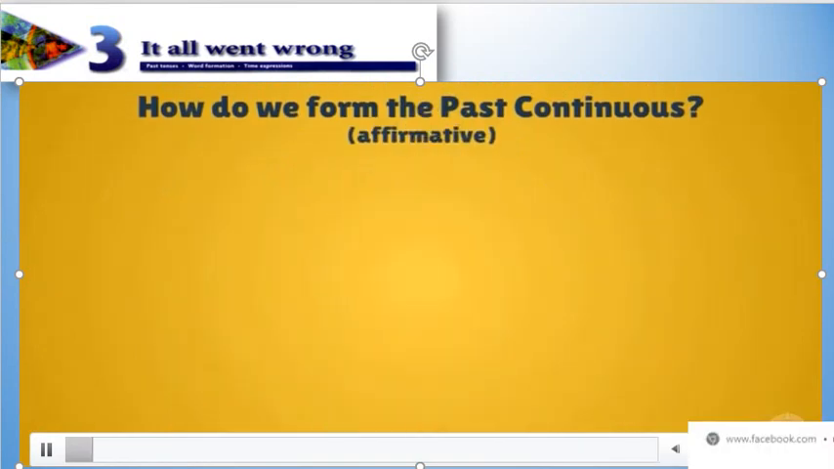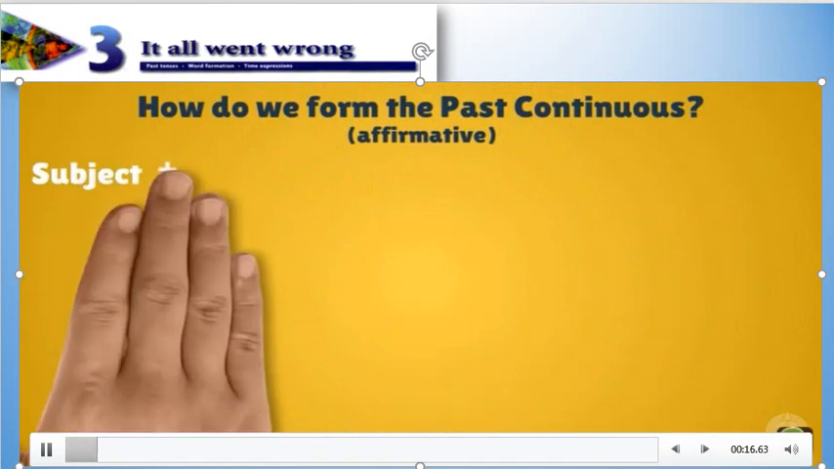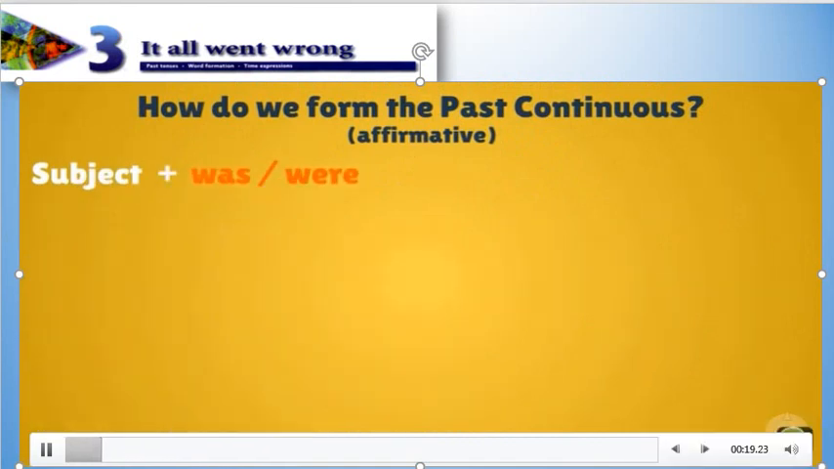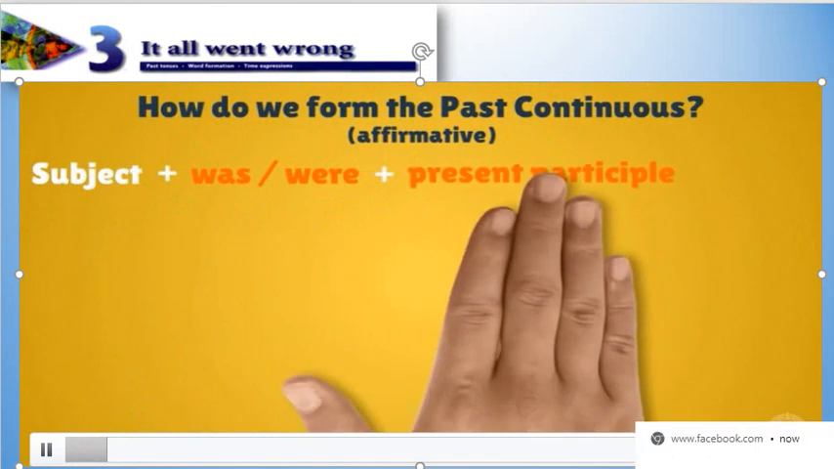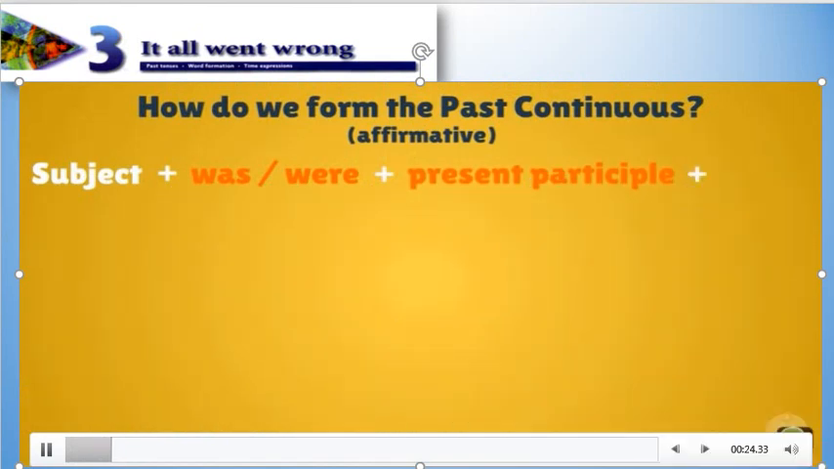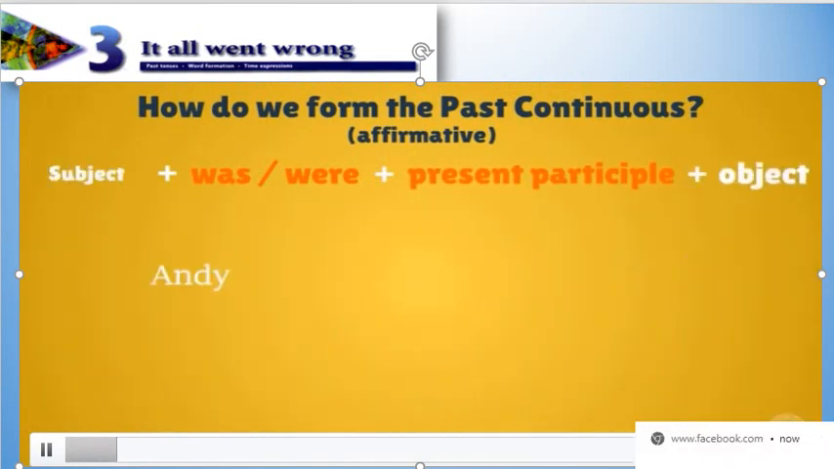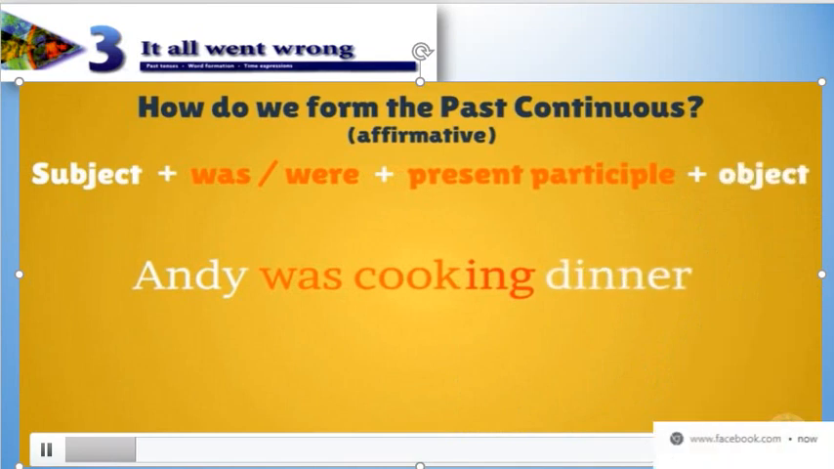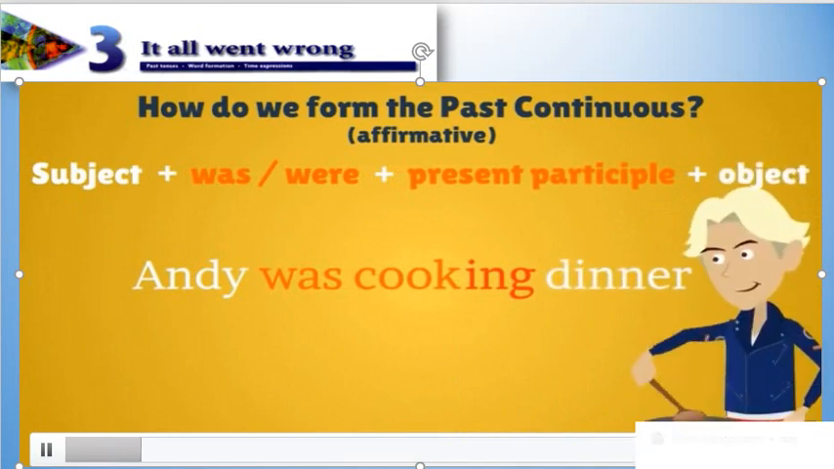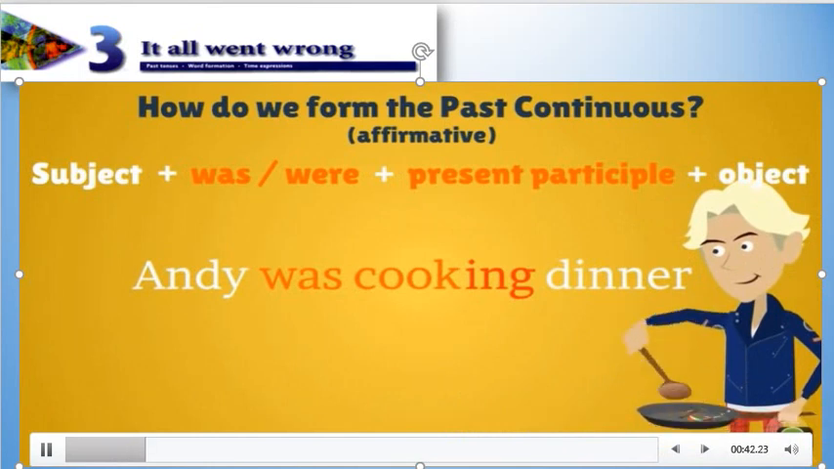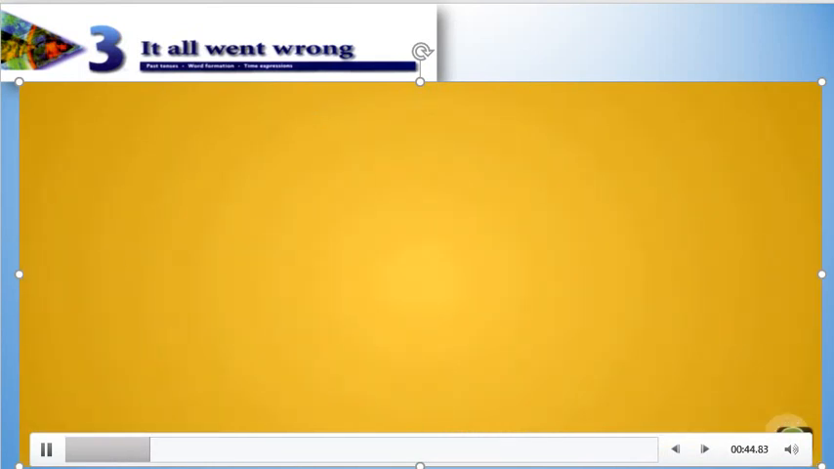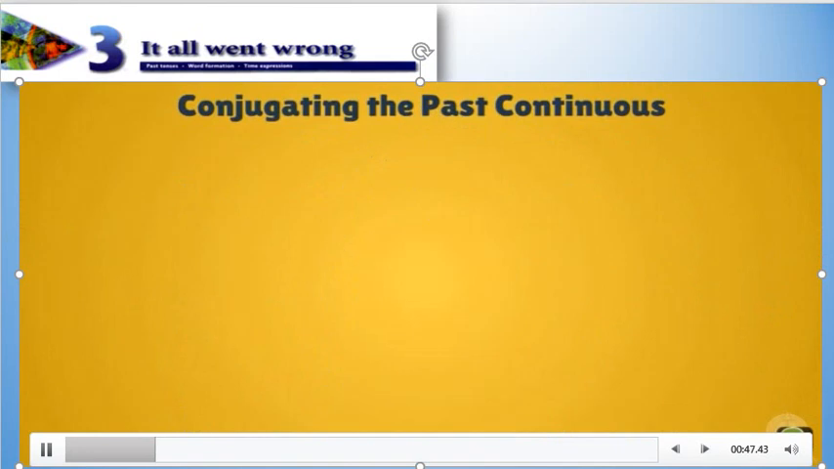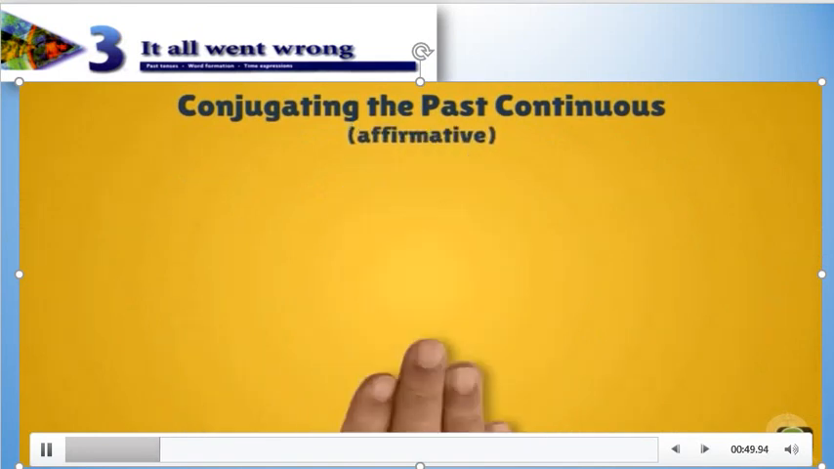Affirmative. Subject plus was, were plus present participle plus object. Andy was cooking dinner. Conjugating the past continuous. Affirmative.